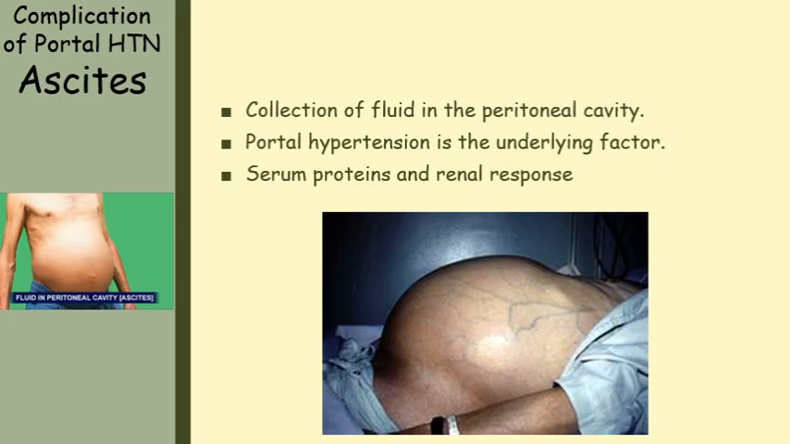We have a decreased serum albumin, and that further exacerbates our ascites by reducing the serum oncotic pressure, or the osmotic pressure, right? It allows fluid to leak into those extravascular compartments. So it is a collection of fluid in the peritoneal cavity.